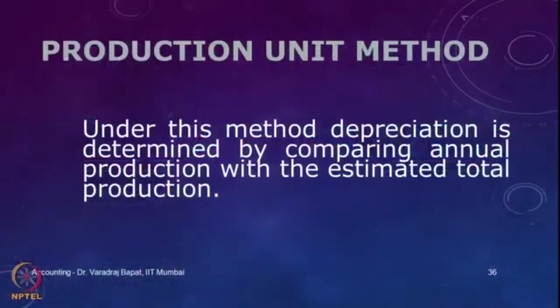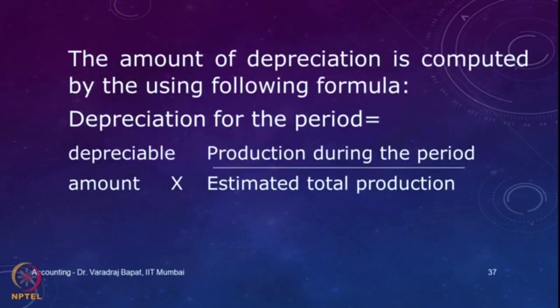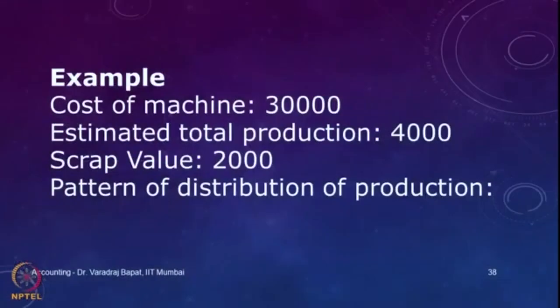And the fourth one which we are going to discuss is production unit method. Now, in production unit method, we are looking at the annual production, and the depreciation will be charged based on the production in that year. Now, this is the formula we use. So, we take the total depreciable amount and divide it by the estimated total production. Out of that total production, whatever is the production units for that particular period, that much portion will be depreciated in that period. Let us take this example.